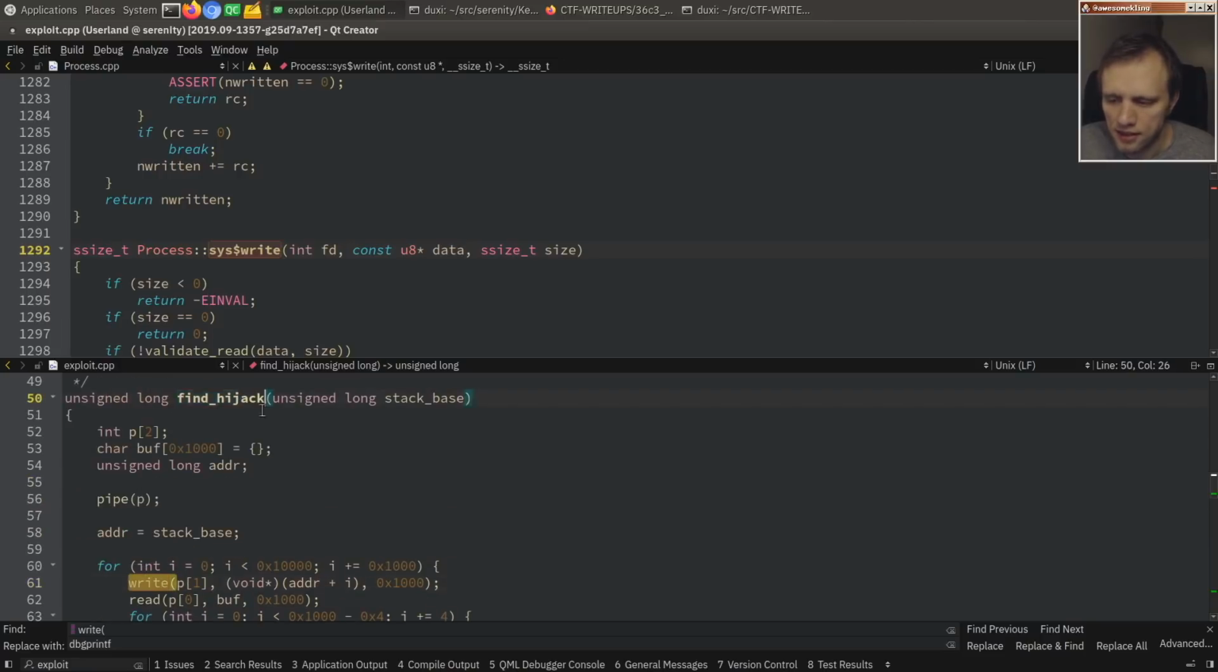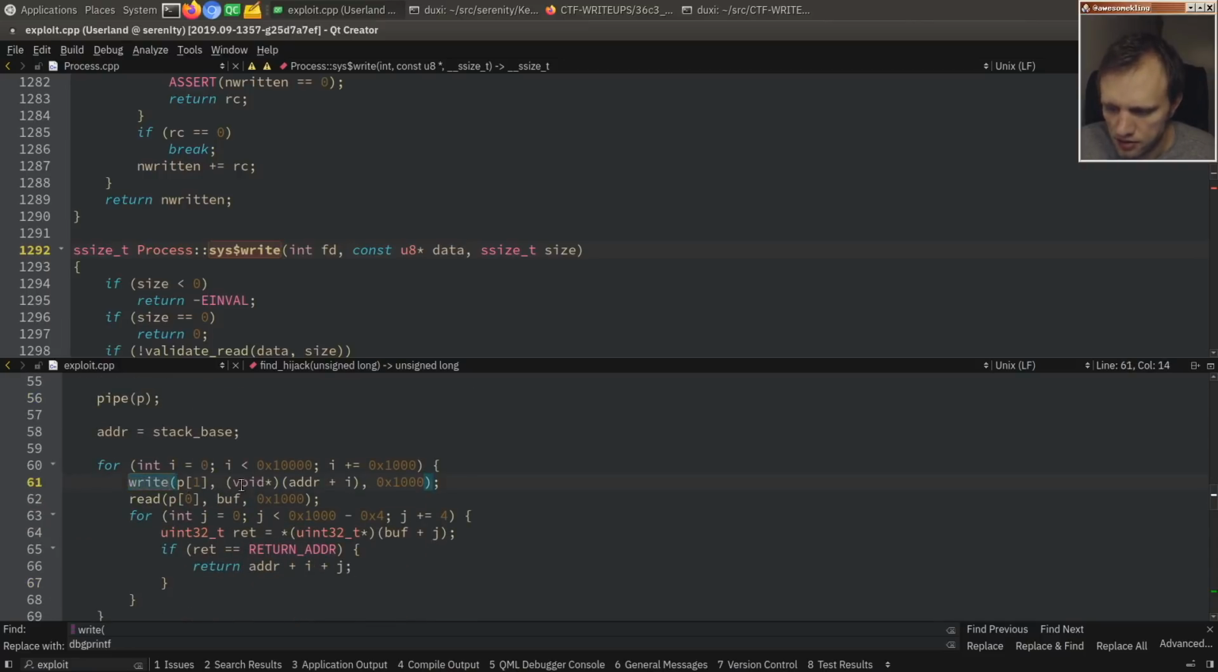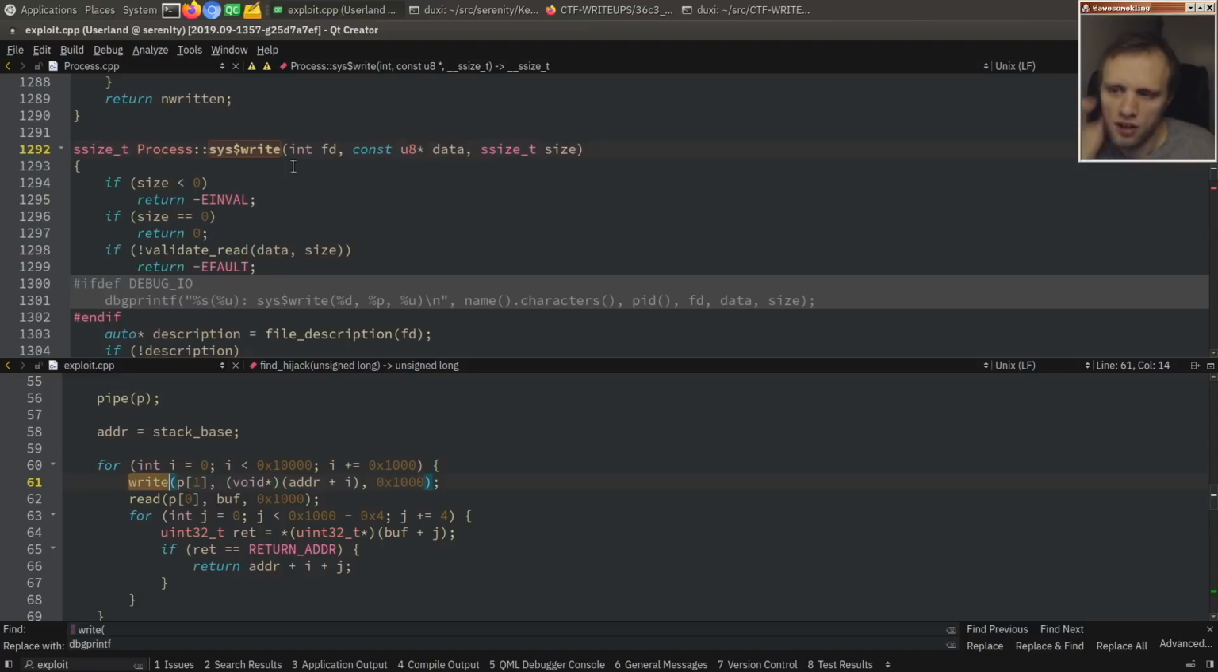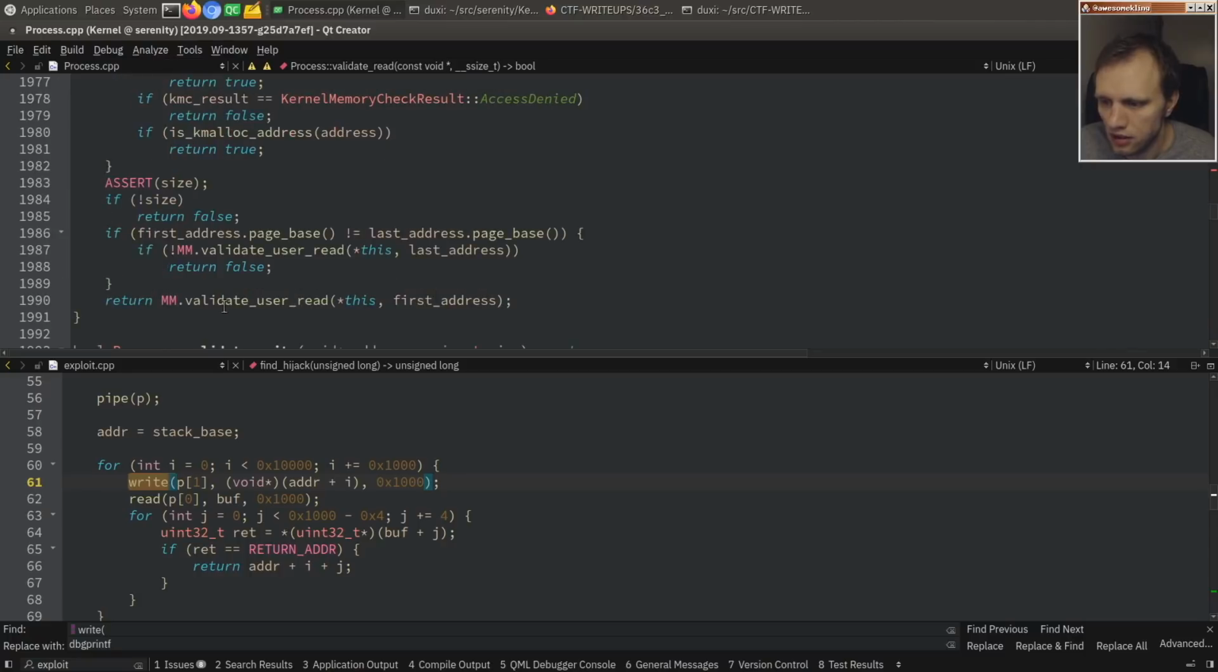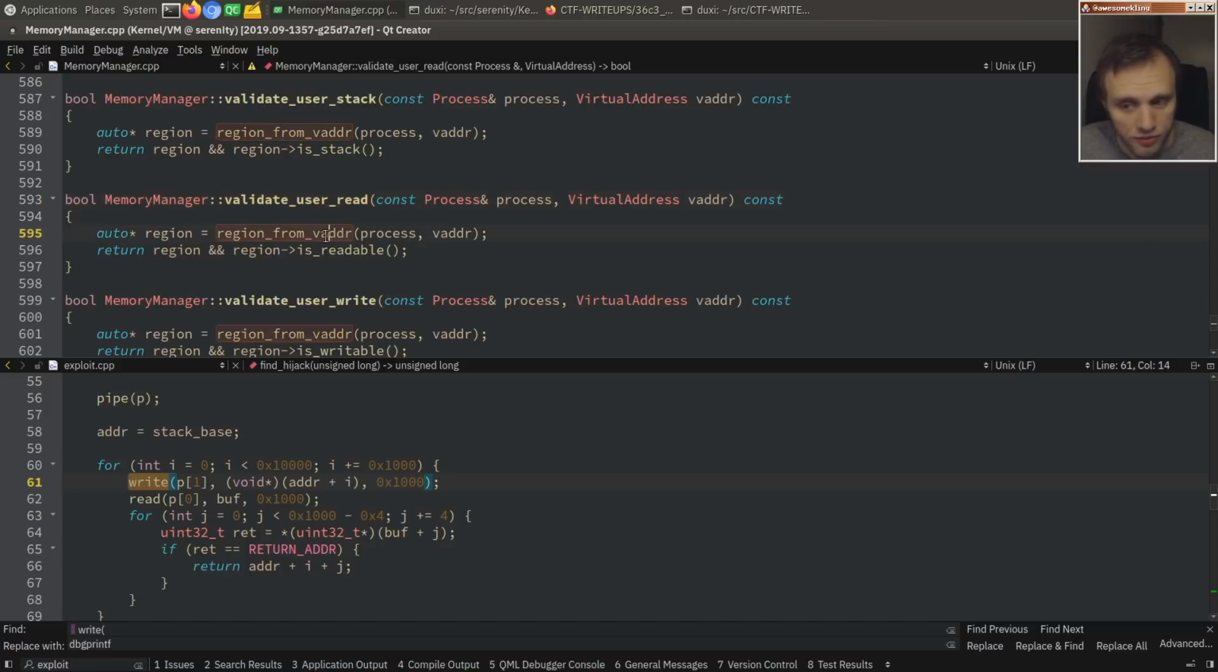When he's scanning the stack, he calls write to trick the kernel into writing this memory into the pipe that he controls. So when you call write, this is the pipe that he's passing, this is the data that he wants to read, this is pointing into kernel memory right now. And normally, we call validate read here, expecting this to fail and return EFAULT. But if we follow the logic of validate read, then we go all the way down here to validate user read, which calls a region from virtual address and then checks if it finds a region and that region is readable.